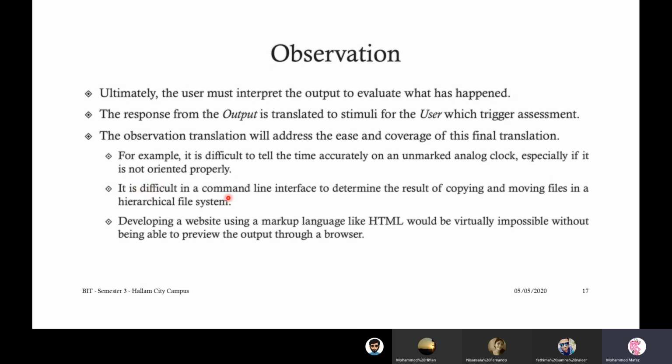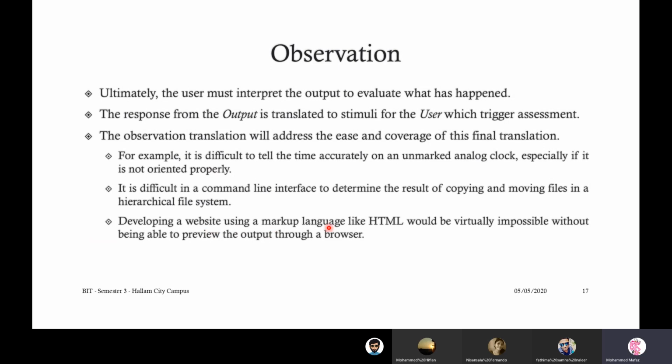Again, it is difficult in a command line interface to determine the result of copying and moving files in a hierarchical file system, right? So in a hierarchical file system, when you're using a GUI, you have this nice progress bar displaying from where to where it is going, what is happening. But in a command line interface, you may not be able to understand whether copying is happening or not. Sometimes it will be very quick or it doesn't show any progress.